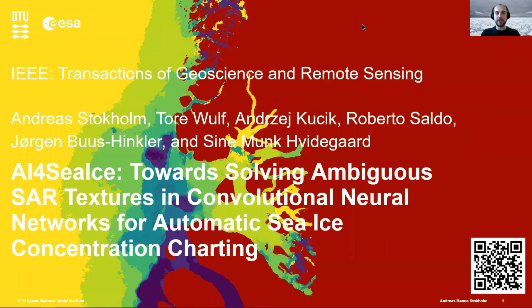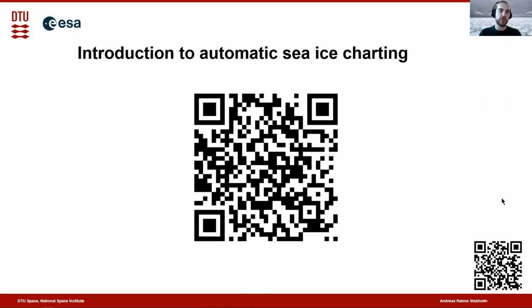Hi, my name is Andreas Stokholm, and this is an introduction towards solving ambiguous SAR textures in convolutional neural networks for automatic sea ice concentration charting. To see the paper, please refer to the QR code here or the link in the description. For a more general introduction to automatic sea ice charting, please see the video here.